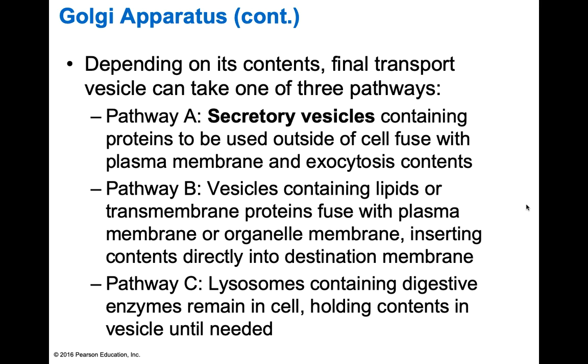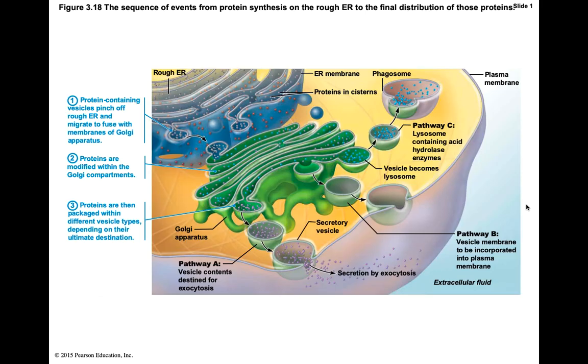In pathway C, we have lysosomes that contain digestive enzymes, so hydrolytic enzymes. They remain in the cell holding the contents in the vesicle until they're needed. So we just have some extra vesicles hanging around with some contents that we might need, we might not need. If we don't need them later, then they'll fuse with the lysosomes that have those hydrolytic enzymes to be digested later. So here's another example of what we just talked about.